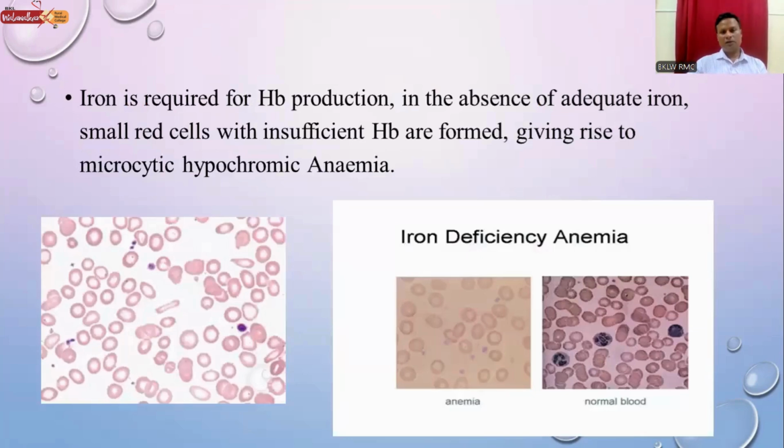So iron is required for hemoglobin production, and in its absence, small red cells are produced, and we usually call it microcytic. Also, hemoglobin levels are less in the cells. That's why we call it microcytic hypochromic anemia. In this picture, we can see in normal blood, RBCs are of normal size, as well as hemoglobin percentage in RBCs is good. But in anemic patients, we can see size of RBCs is reduced, as well as hemoglobin levels are less. So we can see much central pallor. That's why it is called microcytic hypochromic anemia.